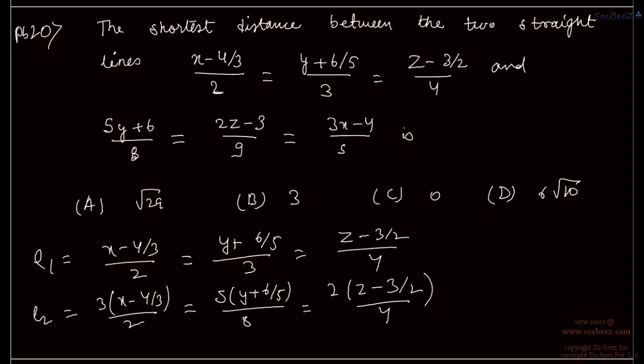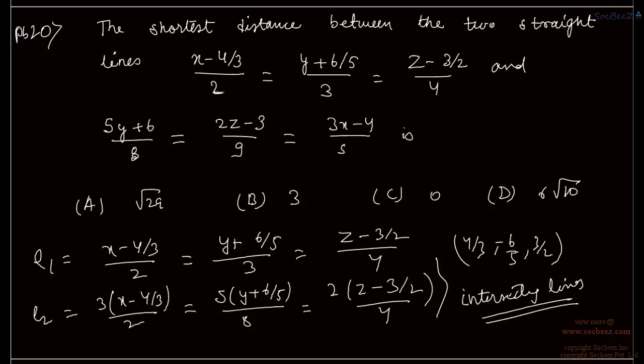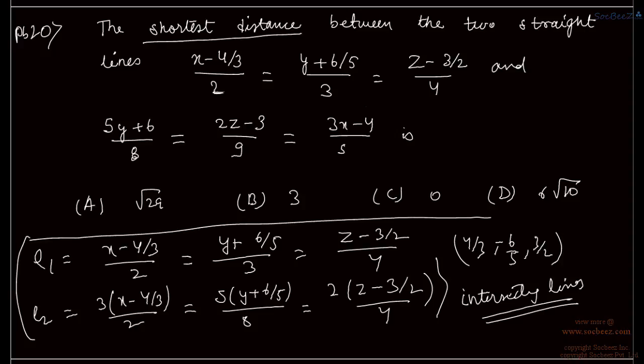That is, this line passes through the point (4/3, −6/5, 3/2), right? Because this is x − 4/3, y minus of −6/5, and z − 3/2. And the same case here, this L2 also passes through (4/3, −6/5, 3/2). Hence both lines are intersecting. So the distance between two intersecting lines, the shortest distance, is 0. The question is asking the shortest distance between these two lines, and we have seen that these two lines are intersecting, so the shortest distance between them is 0. So option C is the correct option.